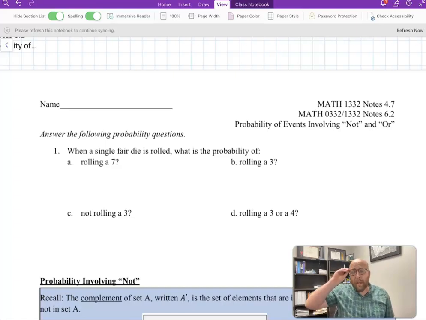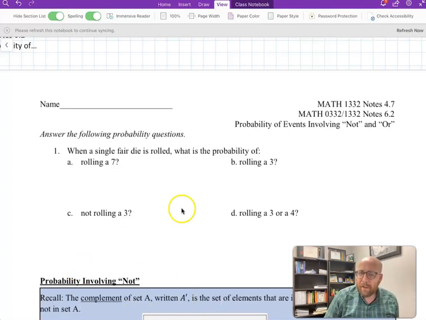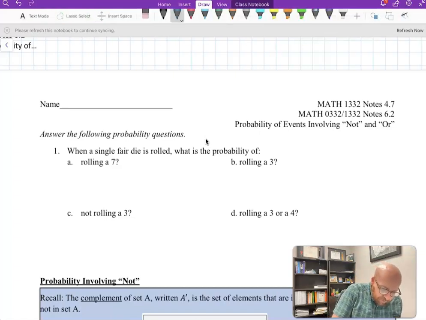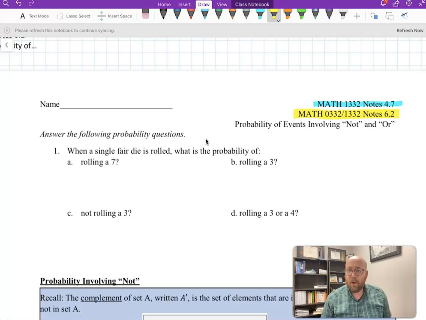Hello there, and welcome to our notes for probability of events involving not and or. If you are in the standalone version of this course, this is going to be notes 4.7, and if you are in the co-requisite version of this course, this is going to be notes 6.2.